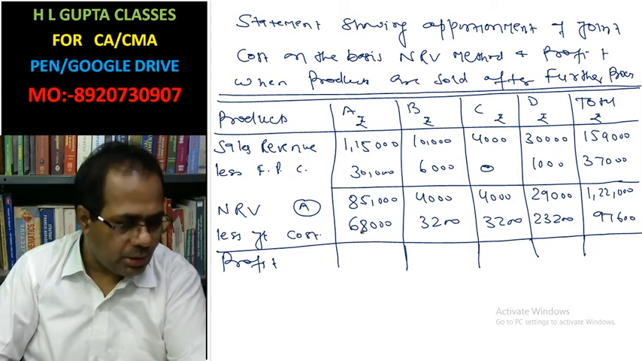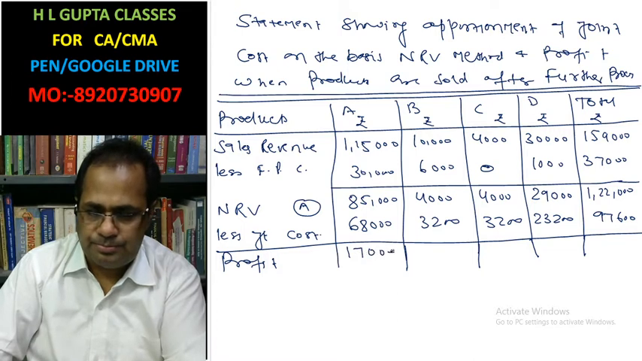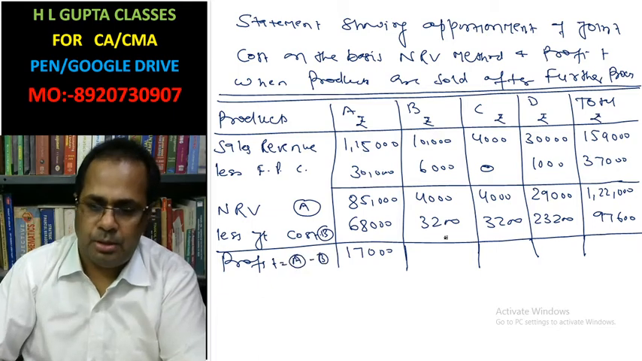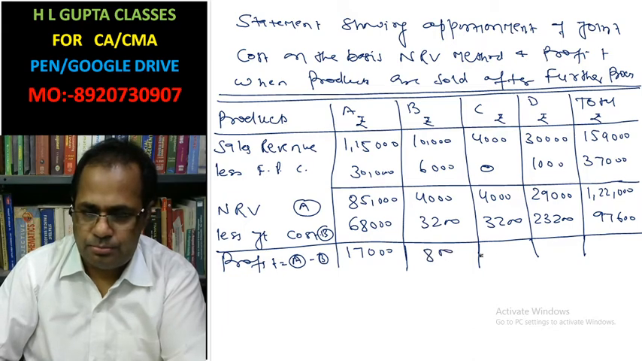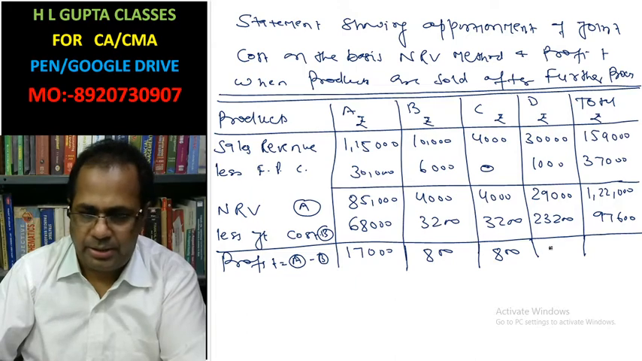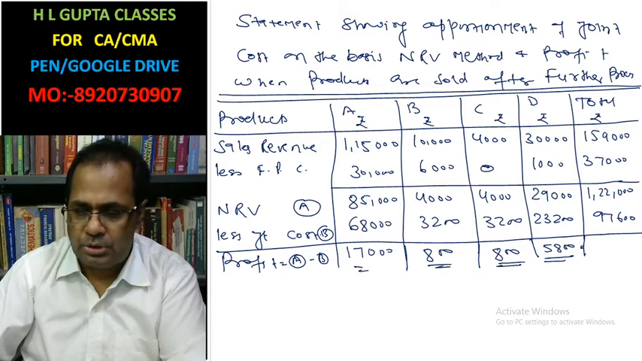Now profit, what will be the profit in this case? This is 17,000. This is B, suppose A minus B you are doing here. This is 800, 5,800, 24,400. This is the profit.